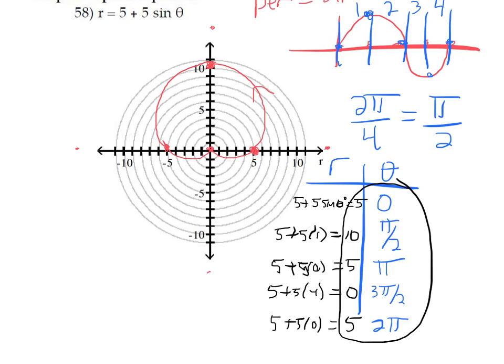Now if you don't think that that's enough information, you could actually go in between. For example, pi fourths. If I plug in pi fourths, sine of pi fourths is square root of 2 over 2 times 5. 5 square root of 2 over 2, that would be to a calculator.